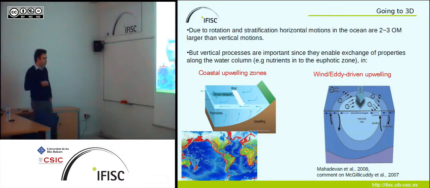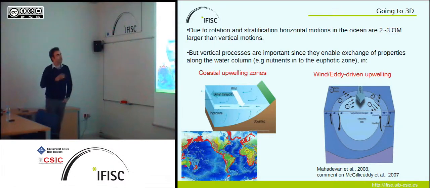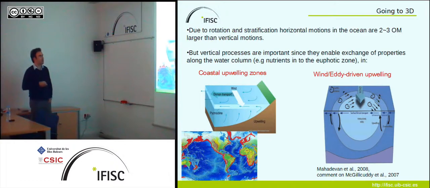Now, another aspect, of course, I've shown you two-dimensional studies, but the ocean is a three-dimensional body of water, and so it is only natural that these two-dimensional studies are extended into the third dimension. This third dimension in the ocean has these characteristics that, due to rotation and stratification, the horizontal motions in the ocean are much larger than the vertical motions. So one could think that vertical motions are not that important.